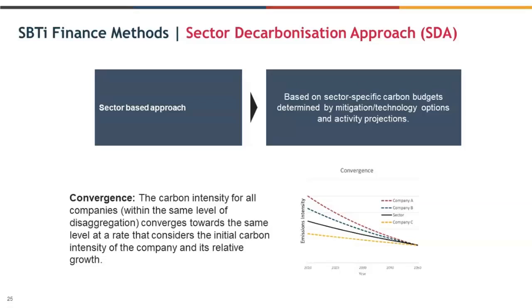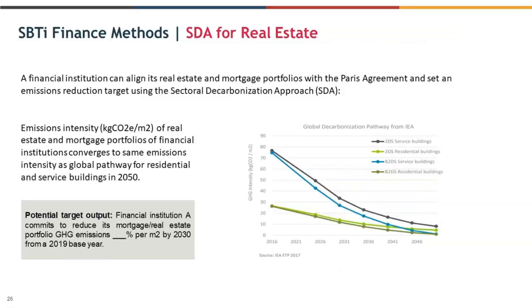So we have public tools available where companies can put in their initial carbon intensities. They can set various growth rates that they may have, and through that they can define their own science-based target that will work within this sector carbon budget. And as I mentioned, we have this available for many sectors. This is just an example for the real estate sector.